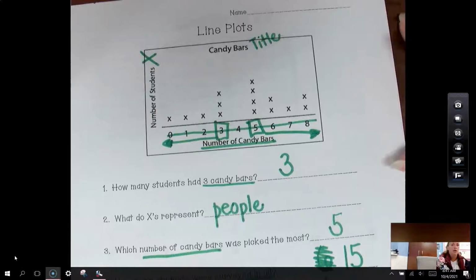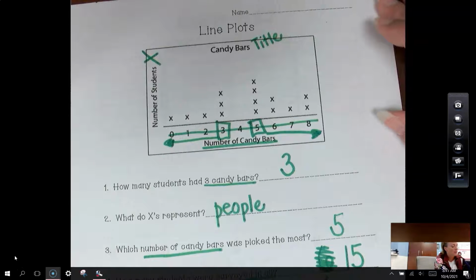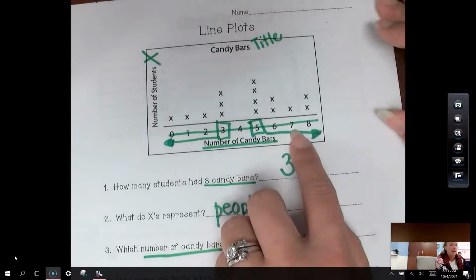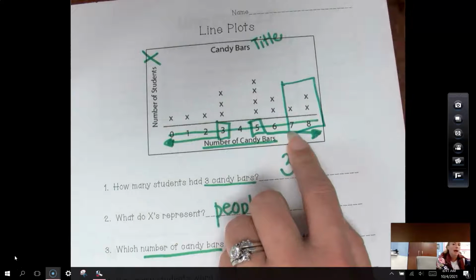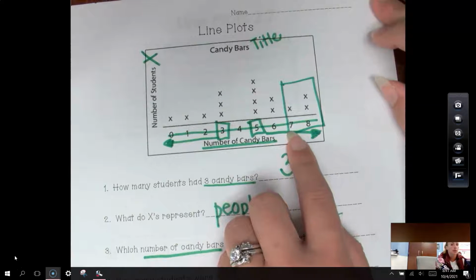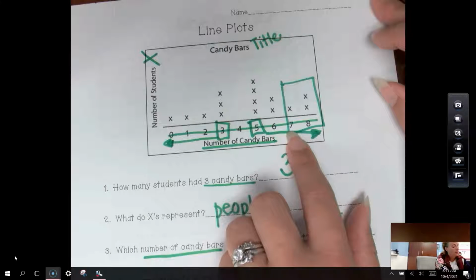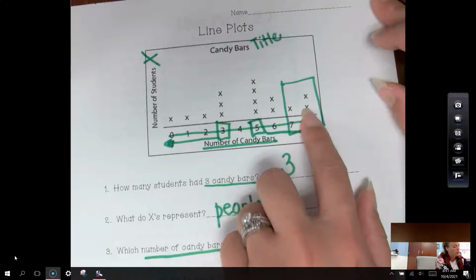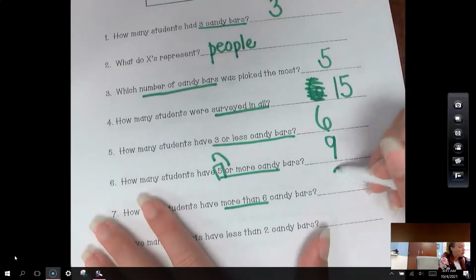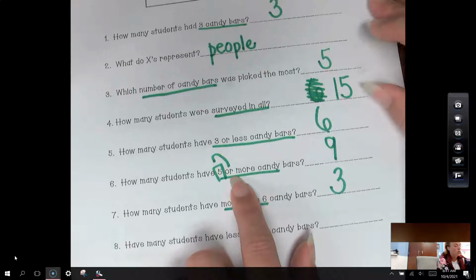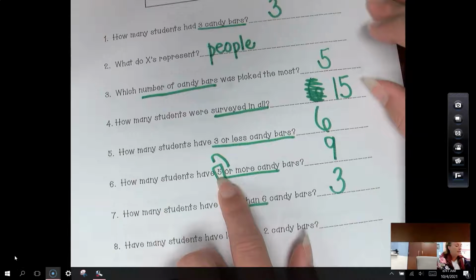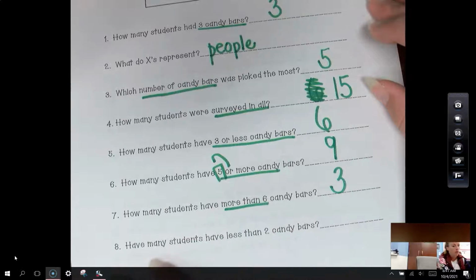So if I look up here, what numbers are more than 6? Well, if you said 7 and 8, you are correct. So, if it's more than 6, how many kids chose more than 6? That would be 1, 2, 3. 3 children chose more than 6. So notice, if it says or, we count that number. If it doesn't say or, we leave it out.